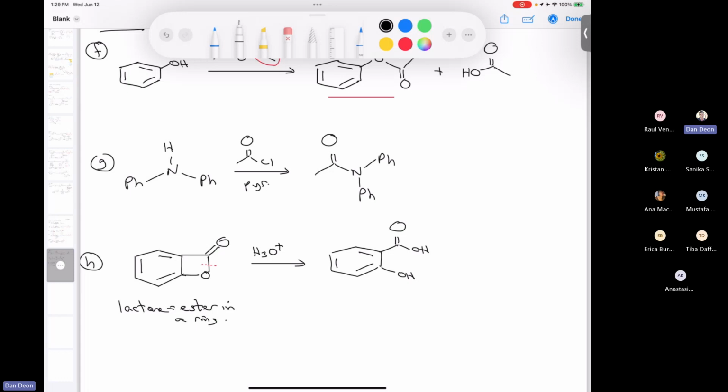Everybody with me on those reactions? Any questions about those ones? Anything earth-shattering in those? No? Okay. Everybody good on that? Okay, awesome, awesome.